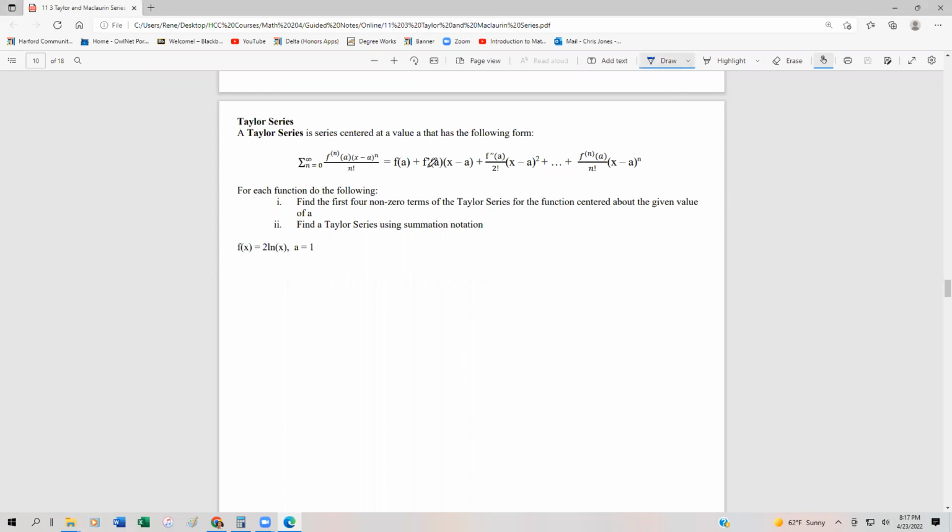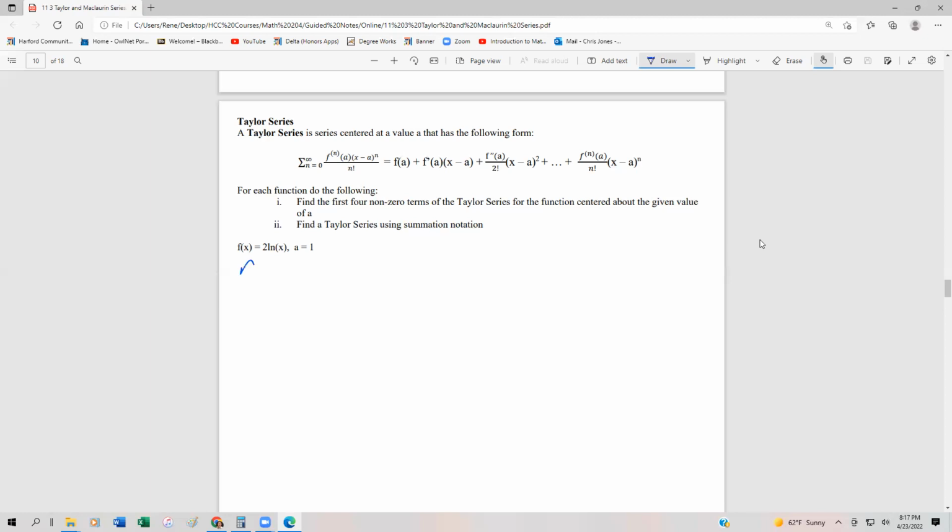So we're going to start by finding successive derivatives. We're going to substitute them back into this form to be able to find the Taylor series. And then we're going to be able to hopefully find some sort of summation notation. All right, so let's start off with a function f of x is equal to 2 ln of x.